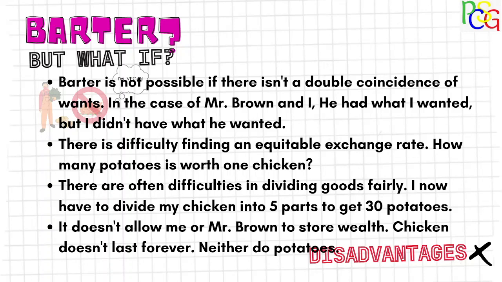Both persons involved in the exchange must have what each of them wanted. So in the case of Mr. Brown and I, when I said that he was vegan, he had what I wanted, but I did not have what he wanted. Suppose, as you can see here in the background, Mr. Brown was vegan.